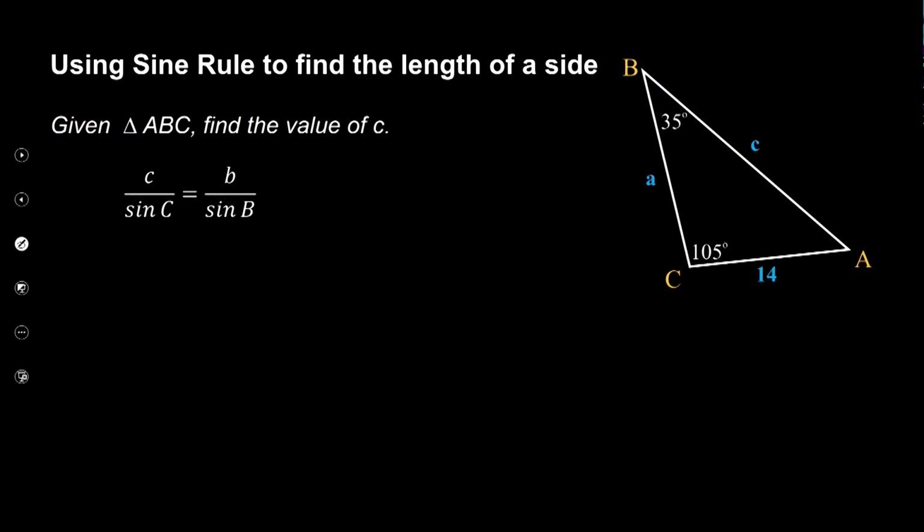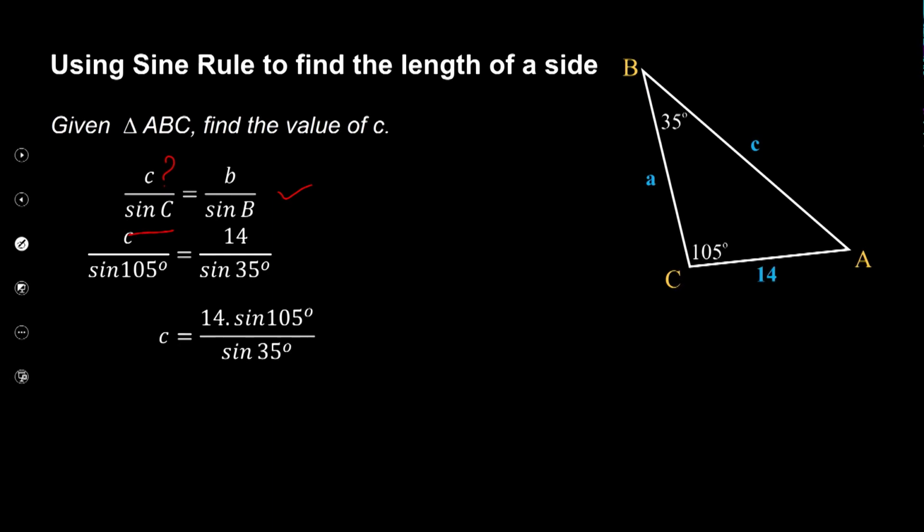So again, we're going to be using C, what we need to find, over sine C. That's our half pair. And B over sine B, that's our full pair. Now we're going to use the values in our diagram to substitute into this equation. So angle C is 105, it goes in there. Side B has a length of 14 units, and we put that one in there. And finally, sine B and the angle B is 35, and we substitute that in. Then we'll go to our calculator.